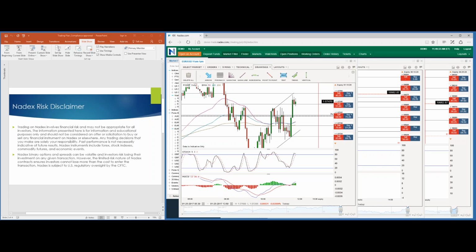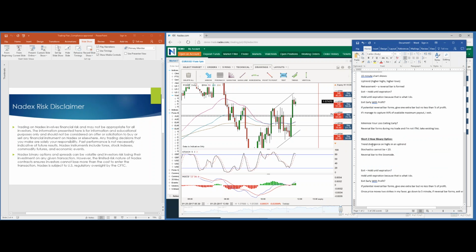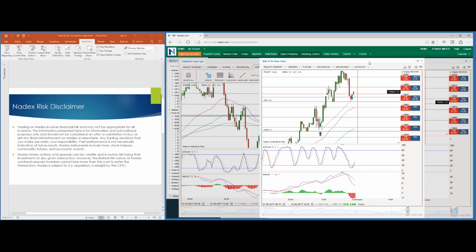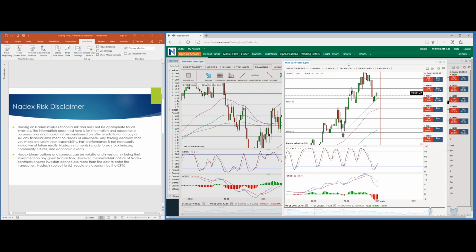These are your rules. Trend divergence on highs in an uptrend. We've got potential trend divergence, but where's your reversal bar? There's not one. You know what that means? There's no trade. You're not replicating your trade. Let's look at them.